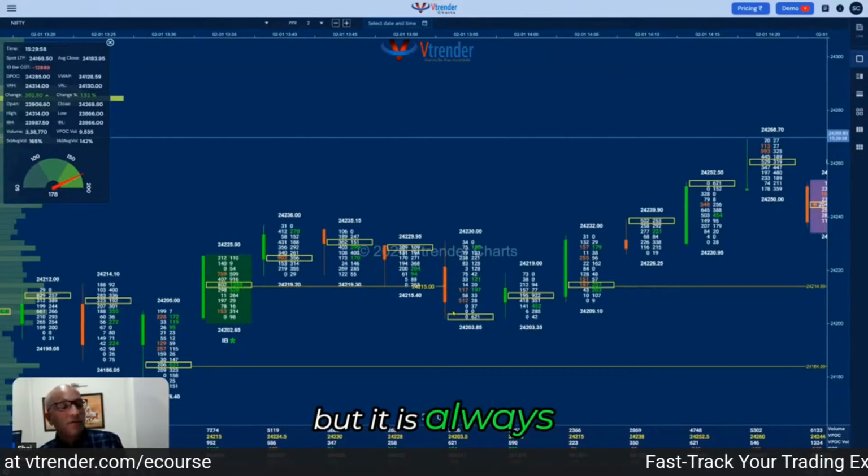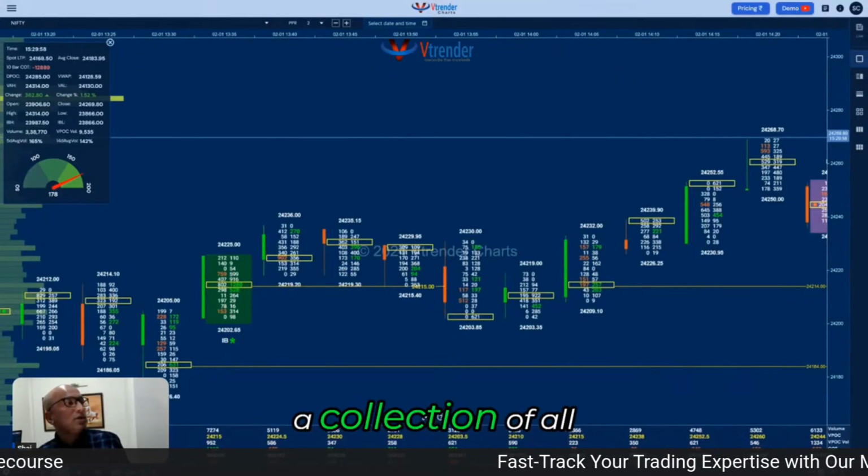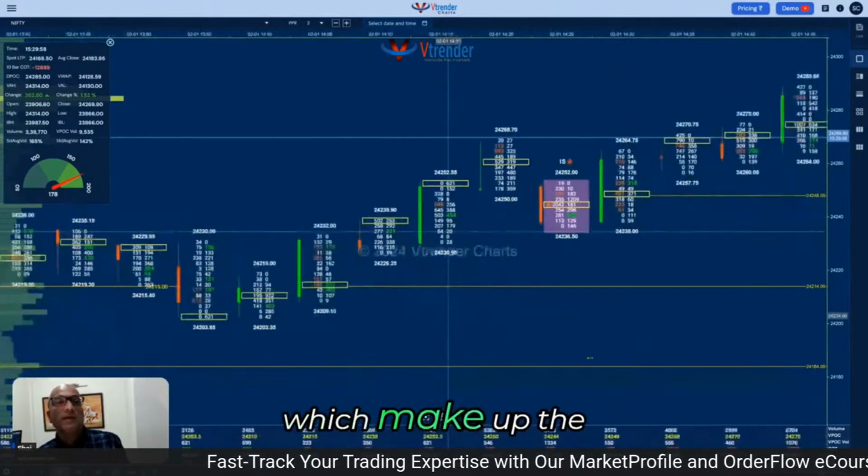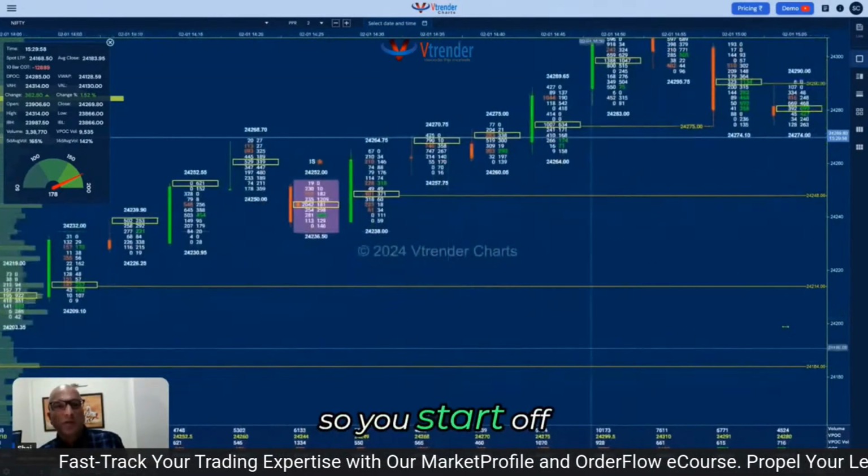But it is always a collection of all of these traders and selection of all these traders which make up the order flow chart. So you start off with IB.